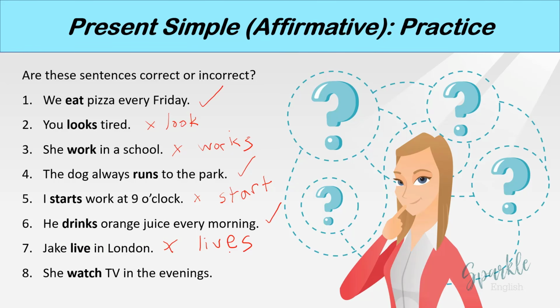Number 8, she watch TV in the evenings. This is incorrect. Watches. Now, with this, we have to add ES because it ends in ch. So remember to look at the rules for how to conjugate the verbs in the present simple. So let me know in the comment section how many you got correct out of 8. And now we'll go on to a more difficult practice.